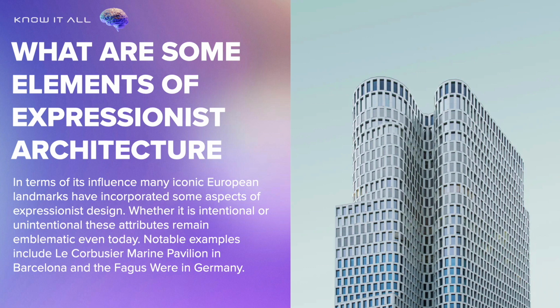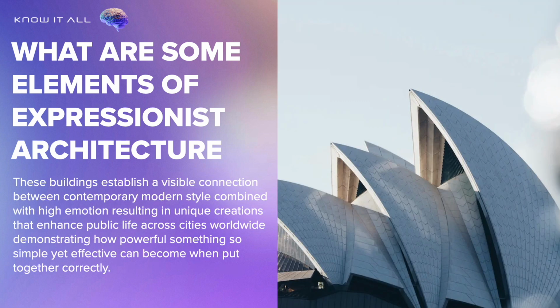In terms of its influence, many iconic European landmarks have incorporated some aspects of expressionistic design. Whether it is intentional or unintentional, these attributes remain emblematic even today. Notable examples include Le Corbusier's Marine Pavilion in Barcelona and the Fagus Works in Germany. These buildings establish a visible connection between contemporary modern style combined with high emotion, resulting in unique creations that enhance public life across cities worldwide, demonstrating how powerful something so simple yet effective can become when put together correctly.